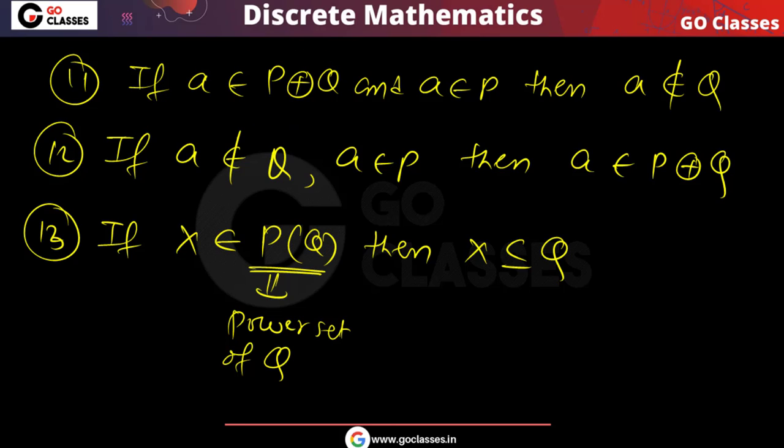Now let's see. If X belongs to this, then what can we say? If these two things happen, A belongs to P XOR Q and A belongs to P, then it means that A does not belong to Q. Similarly, A does not belong to Q, A belongs to P, then what can you say from these two? I can say that A definitely belongs to P XOR Q, P symmetric difference Q.